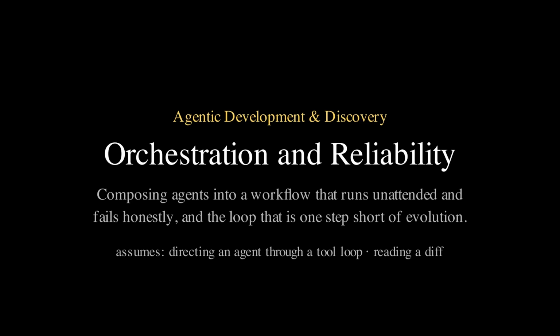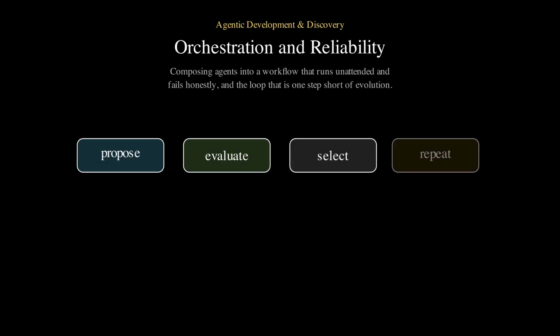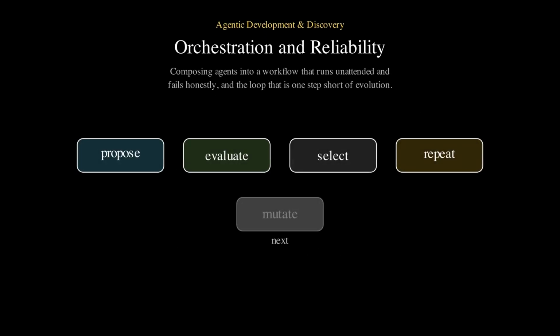This assumes you are comfortable directing an agent through a tool calling loop and reading the diff it produces. The loop we build repeats 4 steps: propose, evaluate, select, repeat. Add one more, a mutation step, and it becomes an evolutionary algorithm. That is the pivot the series turns on.